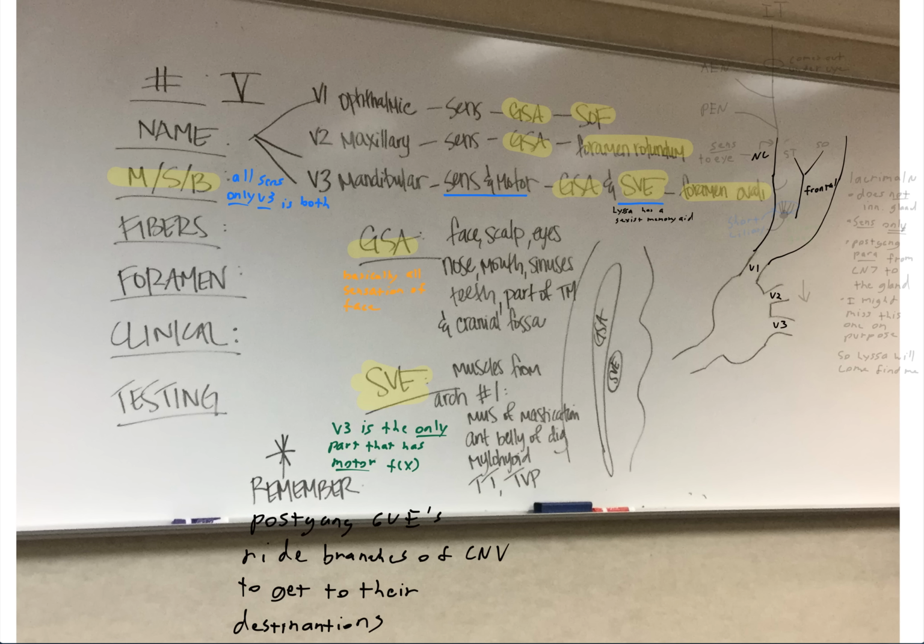So lacrimal nerve, frontal nerve, and nasociliary nerve. All 3 of these are the 3 main branches of V1. And then they branch too. We'll talk about them. So let's talk about them individually. Okay? Lacrimal nerve.